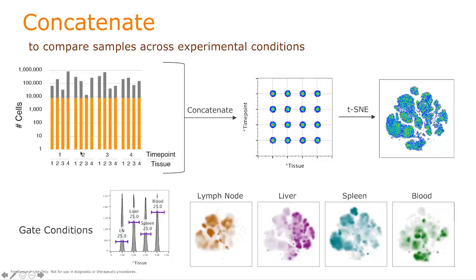So in this case, I've got 4 different time points and 4 different tissues within each time point. And so I may label my keywords, and then during the concatenation step, you can choose to create additional parameters based on those keyword labels. And that gives me the organization here, 1, 2, 3, 4, 1, 2, 3, 4. And now I can create the tSNE gate apart, knowing that I normalized the number of events. So I've got 25% of the cells coming from each tissue to each time point.